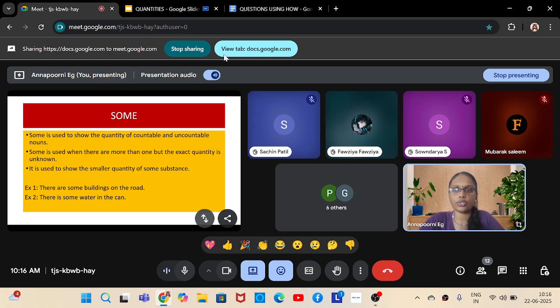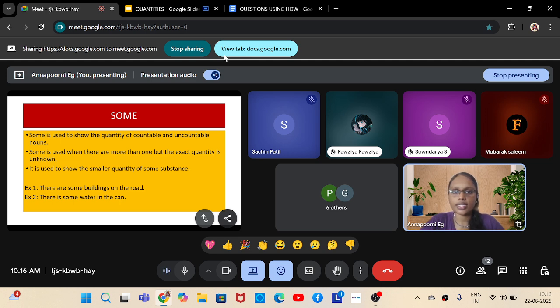Okay, and it is used to show the smaller quantity of some substance. Some is always used to show a smaller quantity. So it will be more than one, but it is a smaller quantity where we don't know the exact quantity. Okay, so there are two examples given here. One is with a countable noun, the other one with an uncountable noun. For example, there are some buildings on the road. Here you can see buildings is a countable noun. So I'm using some buildings on the road. Similarly, in the second example, there is some water in the can. So in example 2, I have used an uncountable noun, that is water.